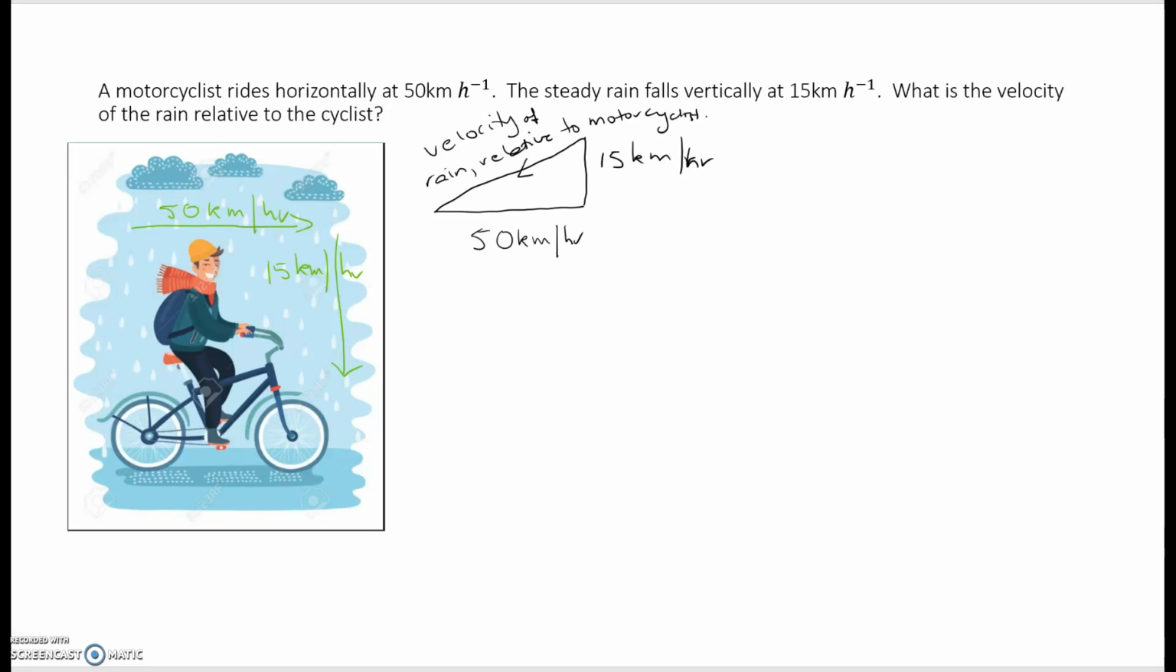To find the actual magnitude of the rain, we need to use Pythagoras. So V is equal to the square root of 15 squared plus 50 squared. So if we're going to approximate that to two significant figures, that would be 52.